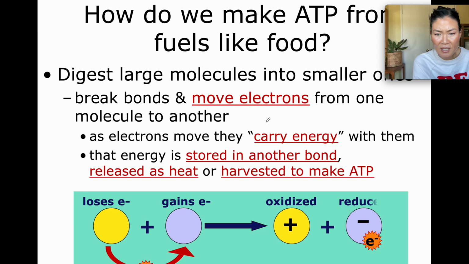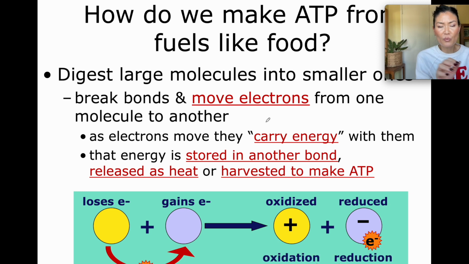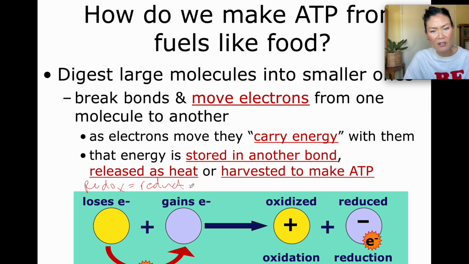So what you can see here is what we call a redox reaction. Redox stands for reduction-oxidation reaction, and I believe on the next slide we're going to be talking about this again. So when something loses electrons, it's oxidized. Down here you can see there's an arrow that's showing an electron. That's an electron. It moves over to the next molecule.